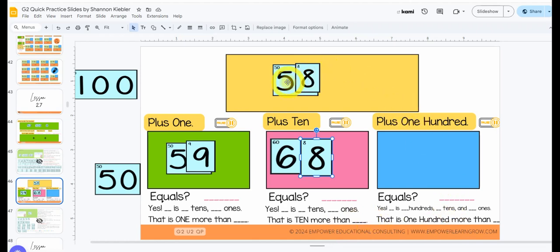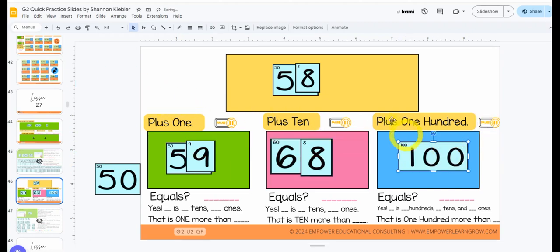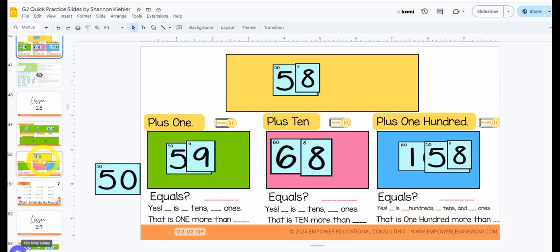Class, what's the number? 58 plus 100. Think about it. Class, and the whole class would say 158. So the student leader again can bring over the cards. Yes, 158 is 100, 5 tens, and 8 ones. That is 100 more than 58. Now you'll repeat that for every subsequent lesson.